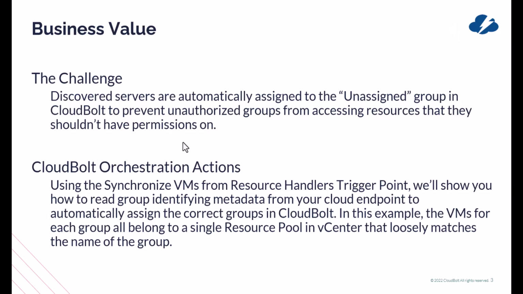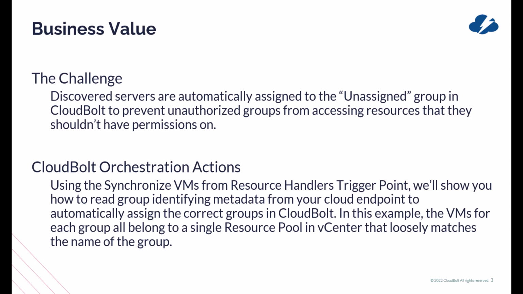By default, when we go out and pull those resources in, they are assigned to a special group called unassigned, which is only visible to your super administrators in CloudBolt to prevent users from being able to access resources that they shouldn't ever have permissions on. Out of the box behavior, you can go through and assign those resources to the appropriate groups, either one at a time or as part of a bulk action.